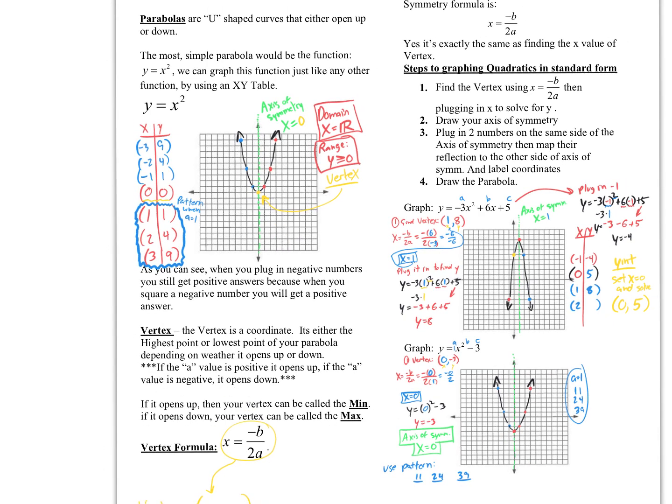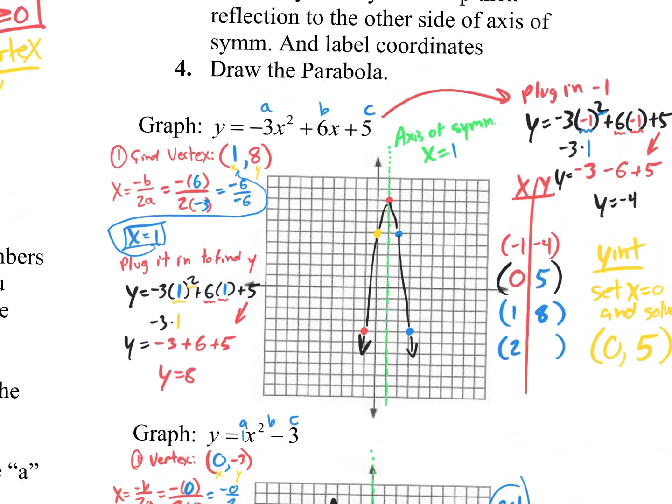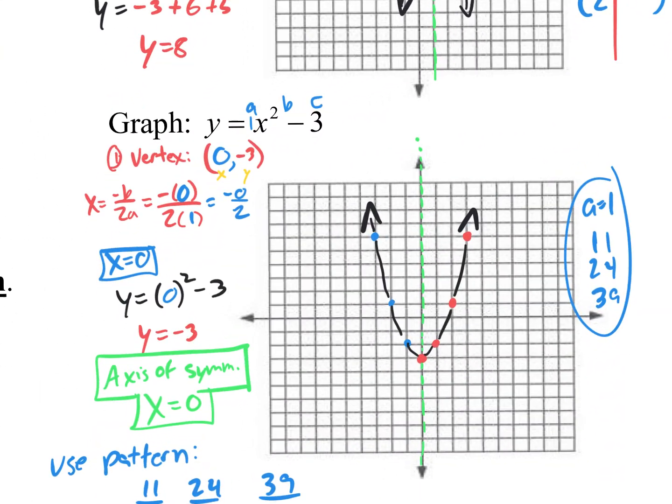let's reiterate what we learned yesterday before we move on to the backside. Yesterday we learned that to graph an equation, you have to find the vertex. How do you find the vertex? With the formula. That'll give you the x value. How do you find the y value? Plug it back in. You'll find the y value. Now you know your x and y value of that most important point, the vertex, which is either your highest point or your lowest point, your maximum or minimum value of your parabola, depending if it opens up or down.